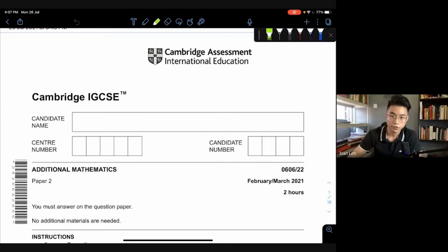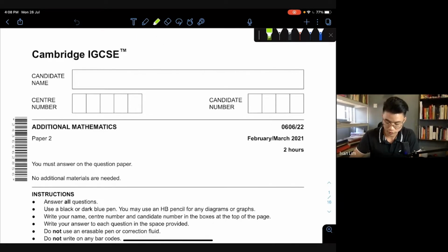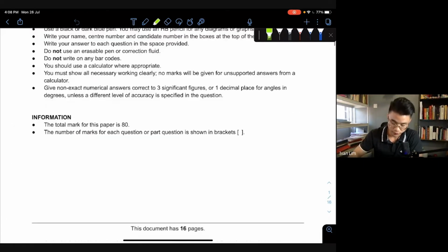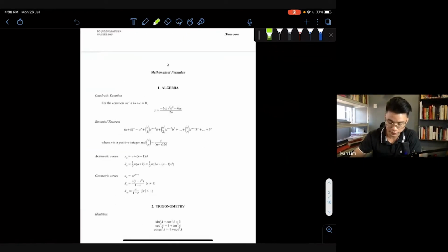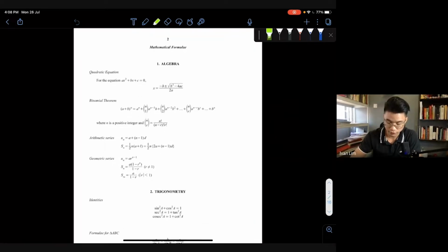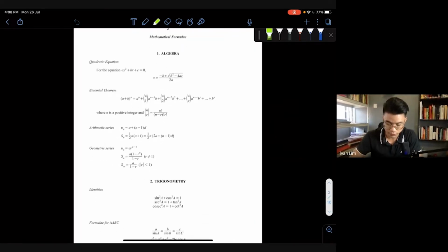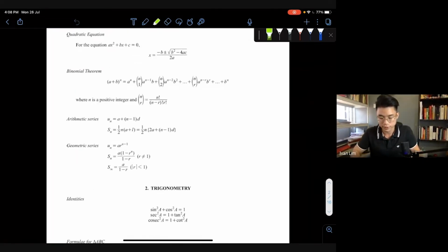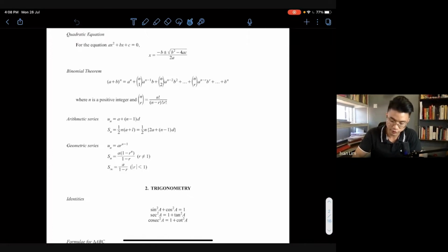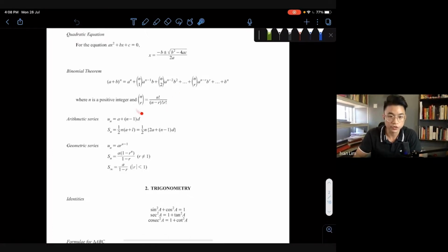Okay, February, March 2021. This is your paper 2. So we've already discussed paper 1. So once again, just a short summary. These are the formulas that are given to you: quadratic equation, binomial theorem. As you all see, one of the previous papers also, you'll need to use this.